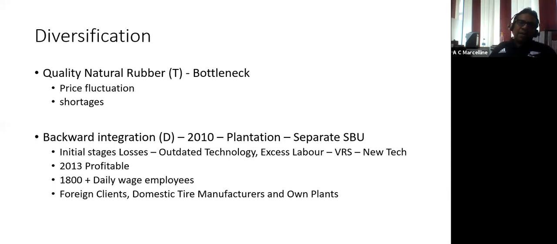So in 2010, they bought over a plantation as a separate SBU, pretty good, under a different director, excellent. There is a firewall now built in. In the initial stages there were losses, obviously, because if you see Melta's capabilities and Melta's culture, they are looking for high-end automated new productive systems to be in place rather than outdated technologies. And the outdated technology would be inefficient now.